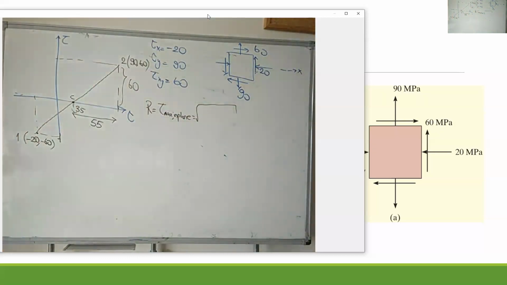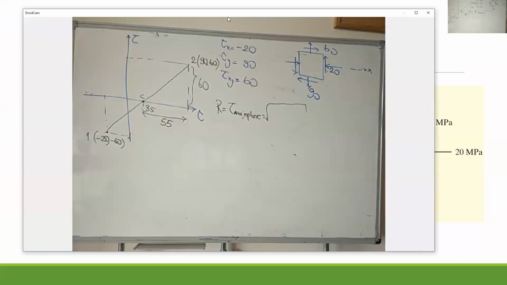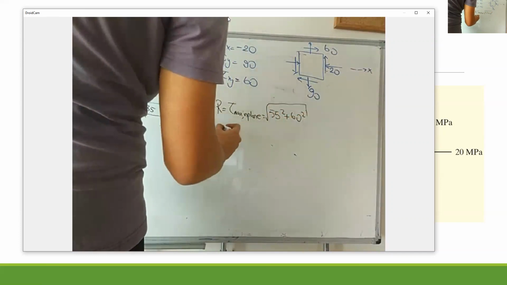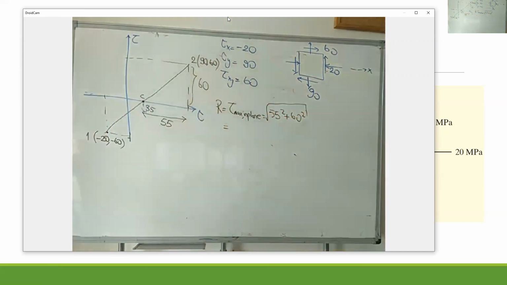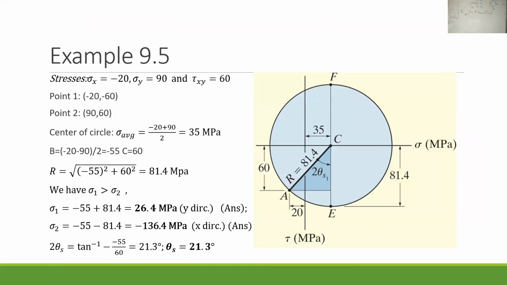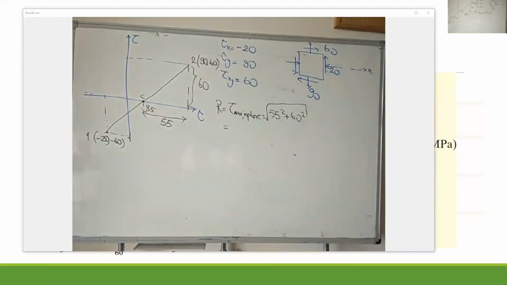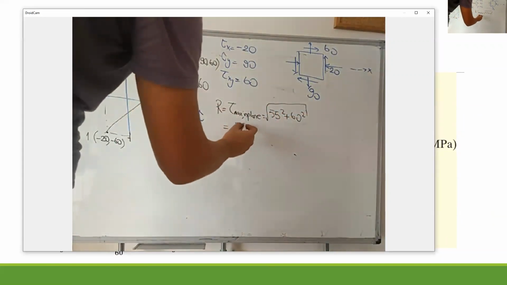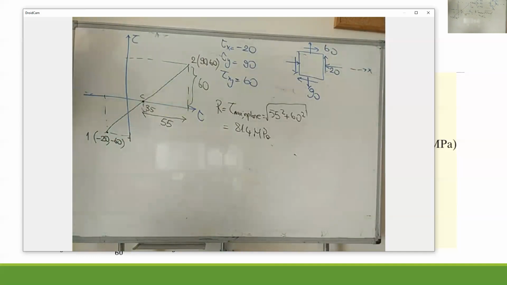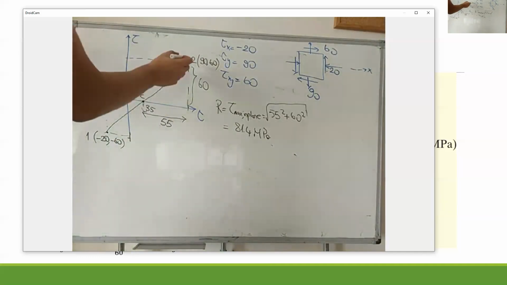Okay, I think I can shift my whiteboard like this. Tau maximum in plane is equal to the square root of 55 squared plus 60 squared, which is equal to, I don't want to use my calculator, I can look at my slideshow. I think that's okay. 81.4. So I can use 81.4 megapascal. So I want to draw a circle.